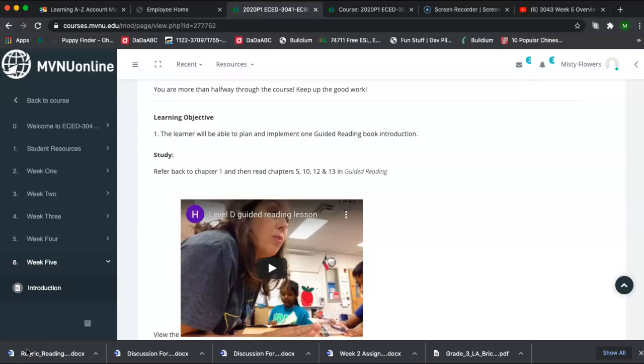Step 5 is to invite students to discuss the text. Step 6 is making teaching points. And at the end, we can always engage students in letter or word work. And an optional step is to have them write or draw about the reading.